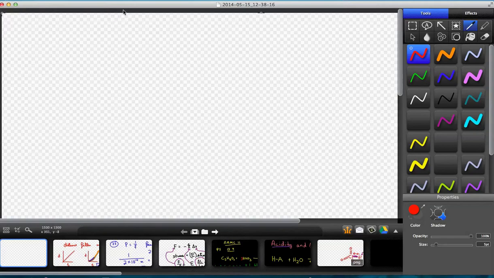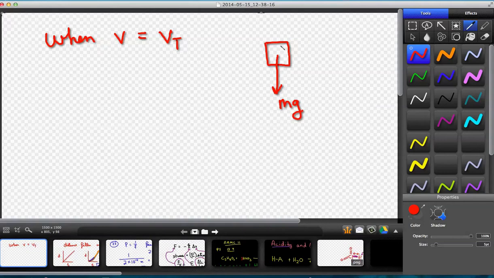When the velocity is equal to the terminal velocity, it is equal to the terminal velocity because the force of gravity, mg, is exactly balanced by the force of air resistance. Okay? So what that means is we know that this is 750 newtons. This must be 750 newtons because when it's less than 750 newtons, this accelerates in the down direction.